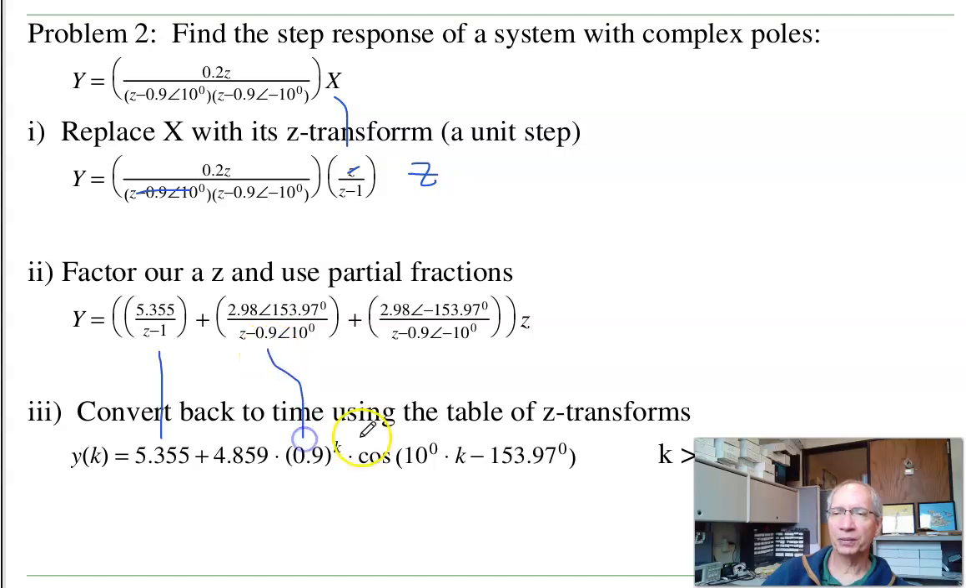The amplitude of the pole is your 0.9 to the k. The angle is the frequency, cosine of 10 degrees times k. So one cycle is 360 degrees, one cycle is 36 k's. This repeats every 36 k's. And it turns out the angle is the term over the minus degrees, at minus 153 degrees. So there's y of k.